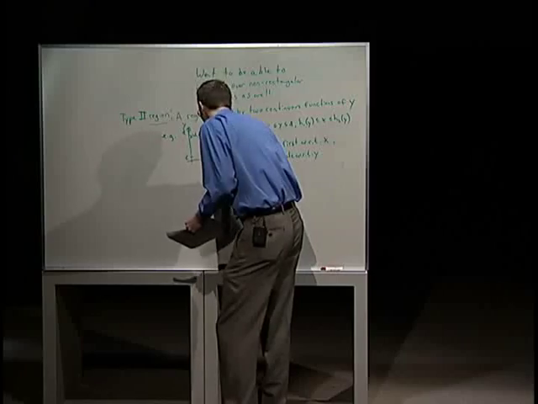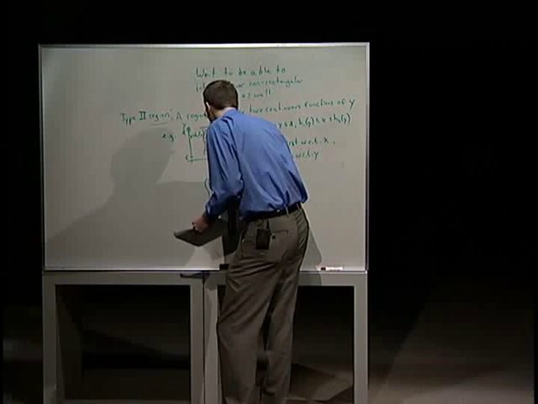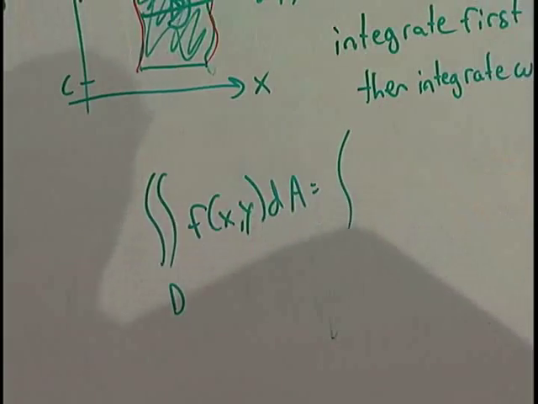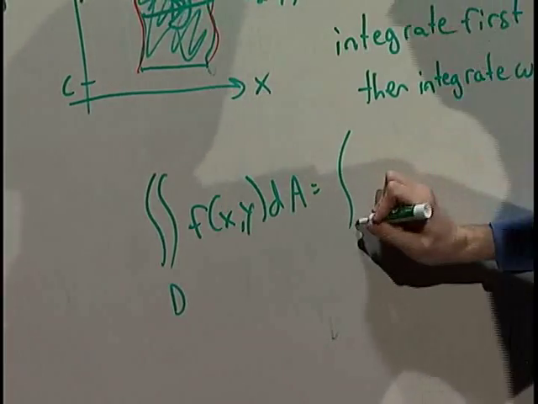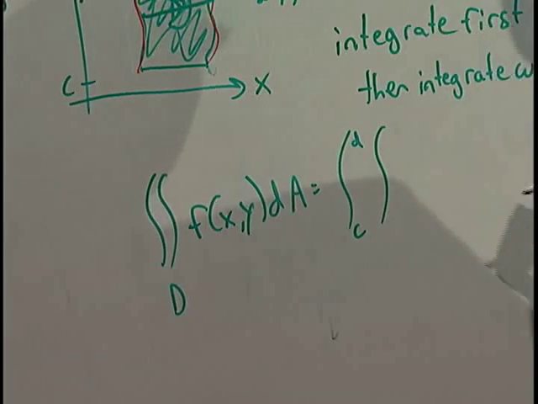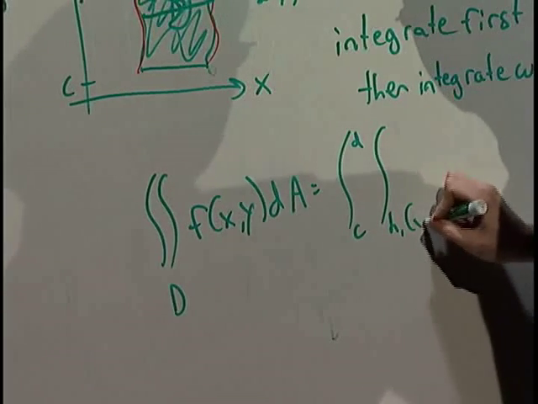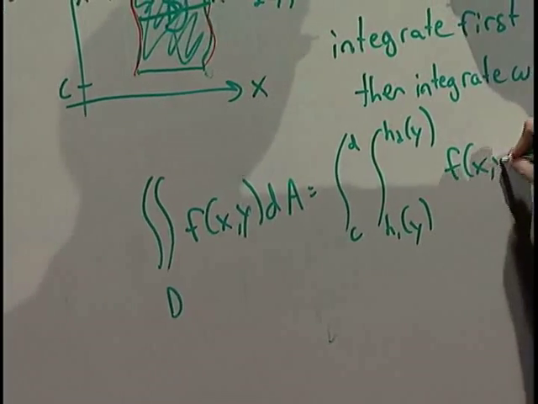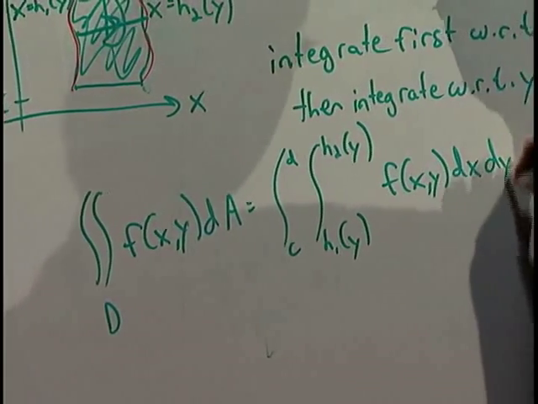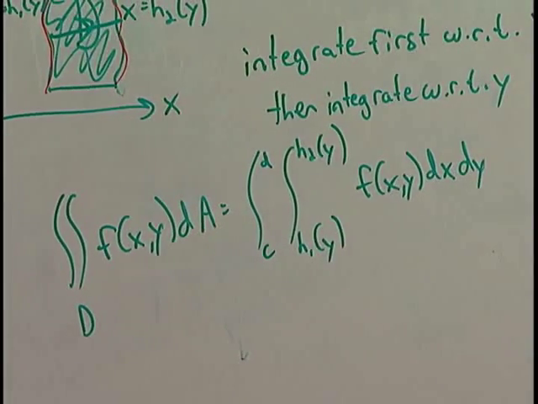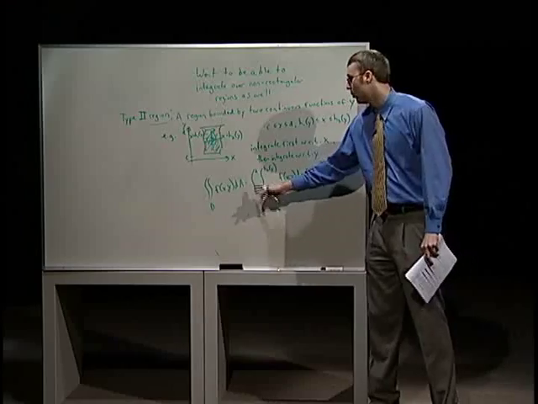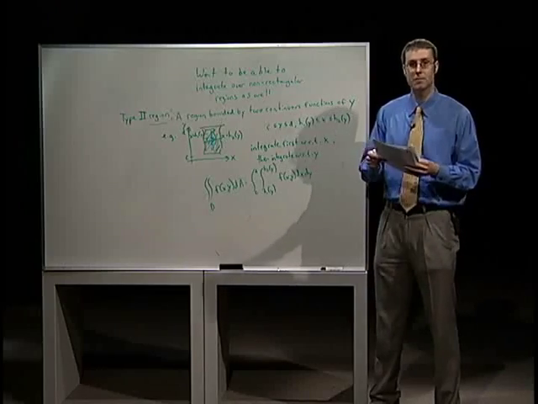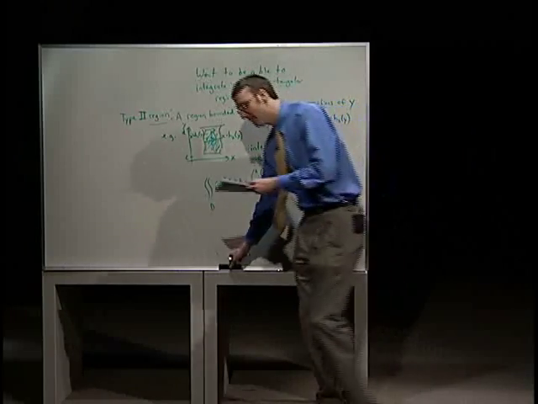So your double integral over D of f of x y dA, right? Integrate with respect to x first and with respect to y second. So there's our y limits, our x limits. Again, they proceed left to right in this case, right? f of x y dx dy. So y limits, x limits, x first, y second. Okay, so those are your two types of regions.